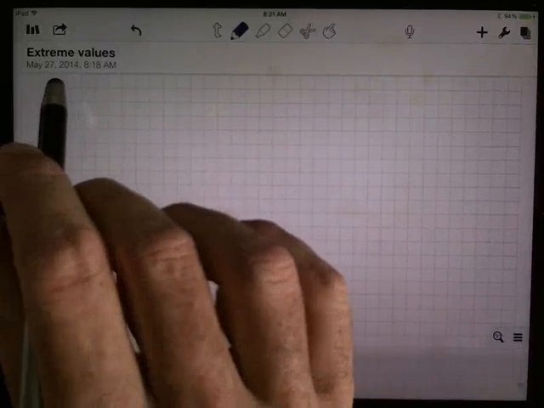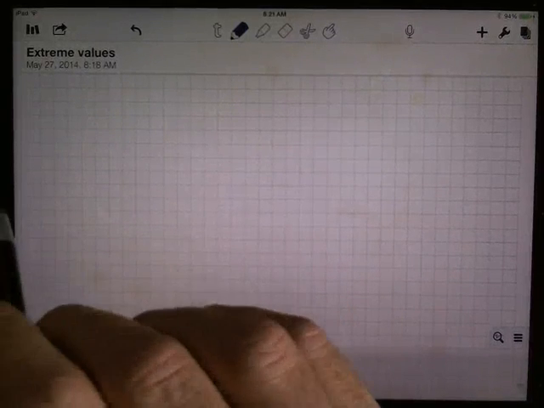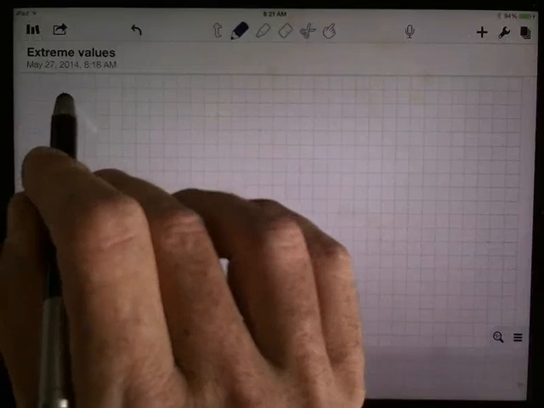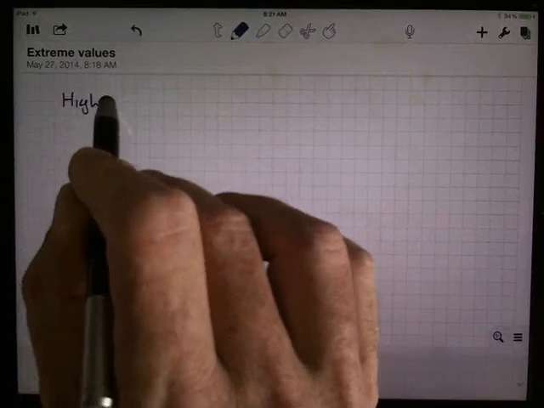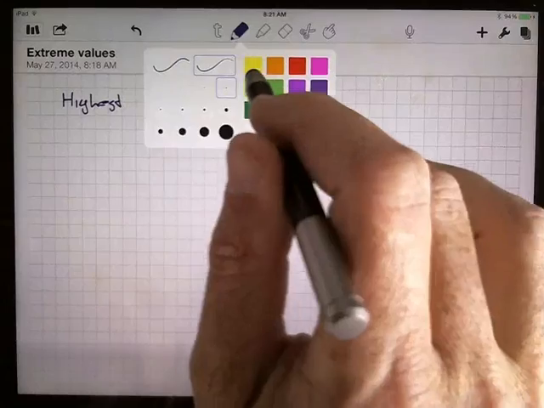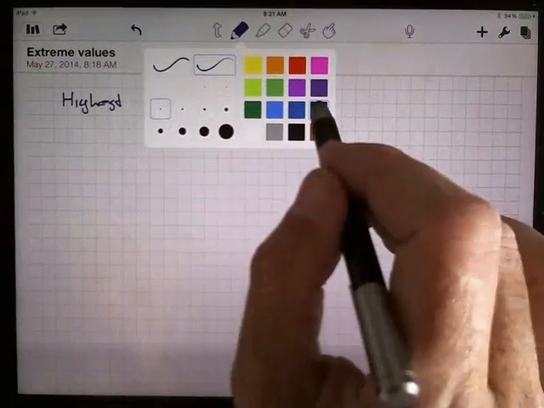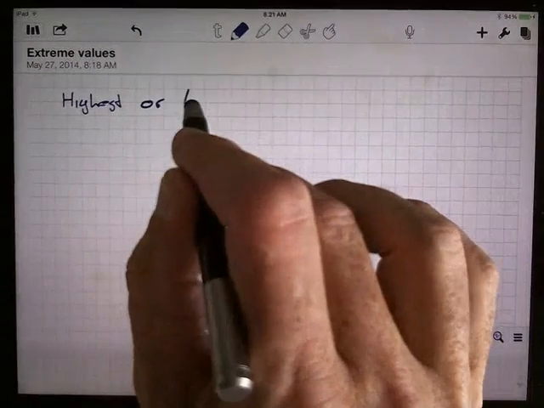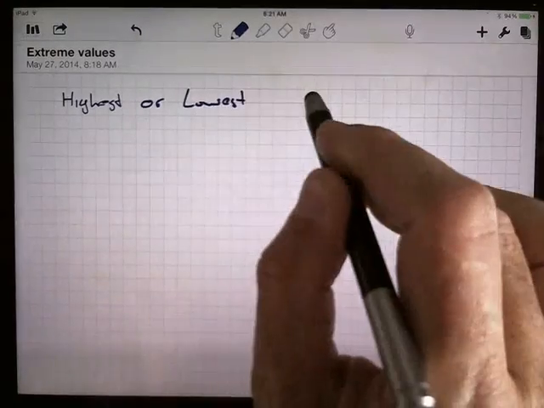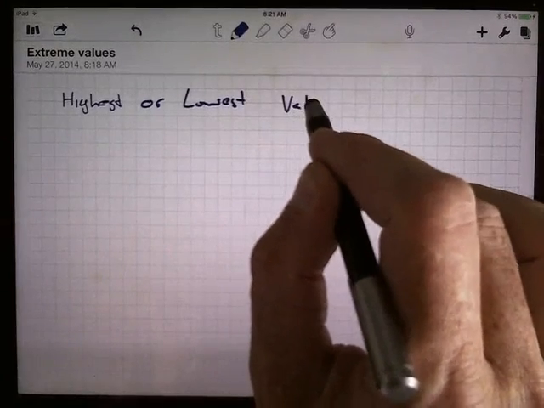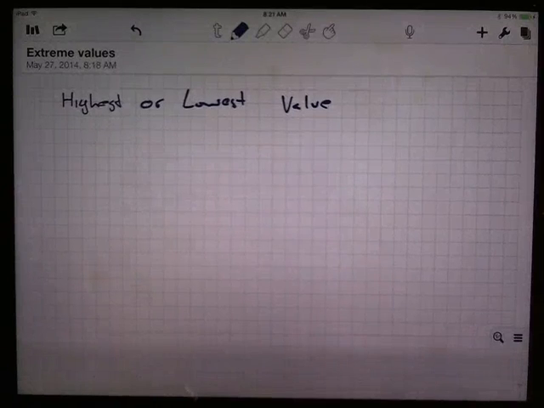All right, I want to talk about extreme values of functions. Now, by extreme, I mean highest values or lowest. Highest or lowest values.